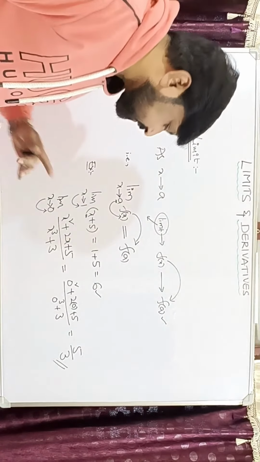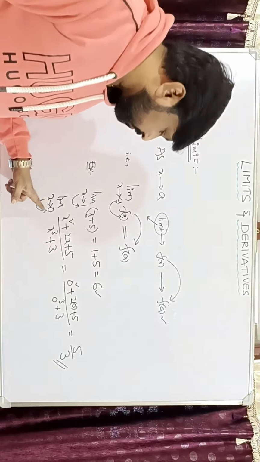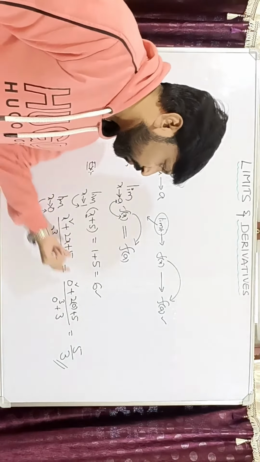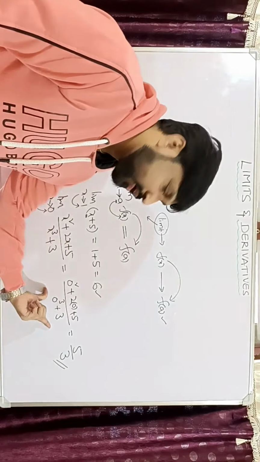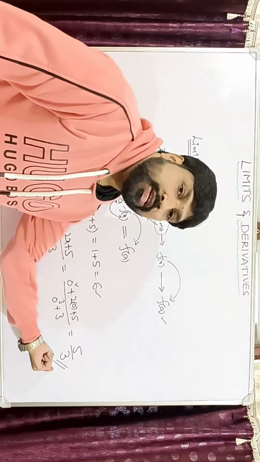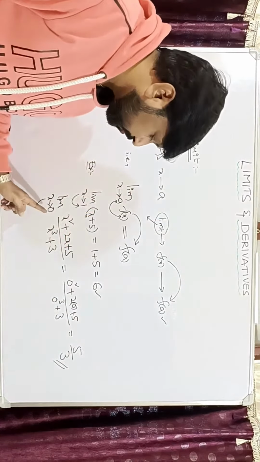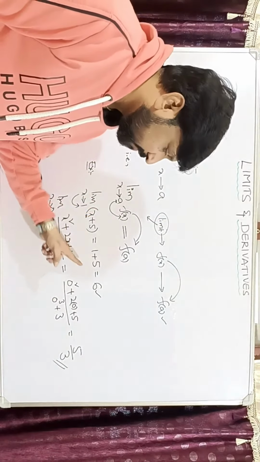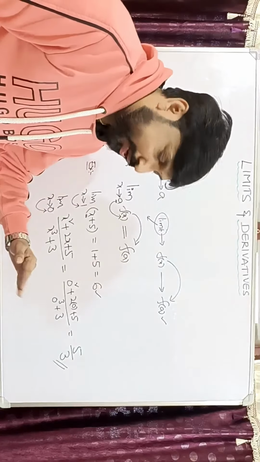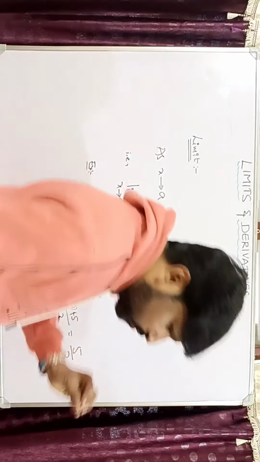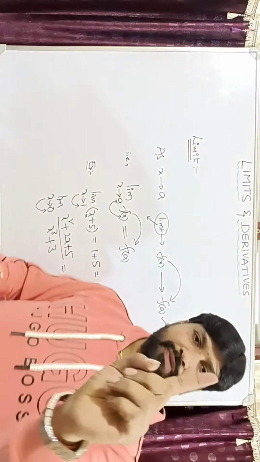Limit x tends to 0 means I am substituting 0 in place of x in f of x. After simplification, the function value becomes 5 by 3 as the answer. I substituted 0 in the function, and I am not continuing the limit. Then finally you get the answer. Usually they ask this kind of question for 1 mark.